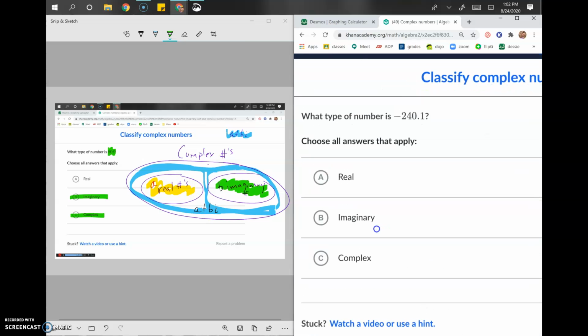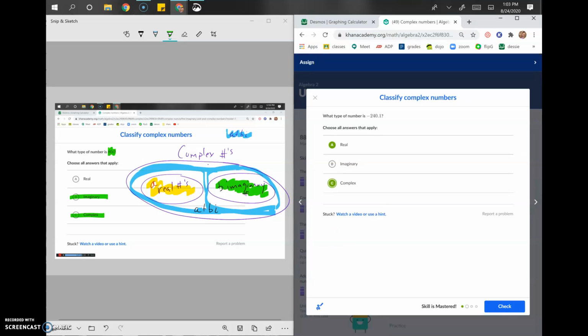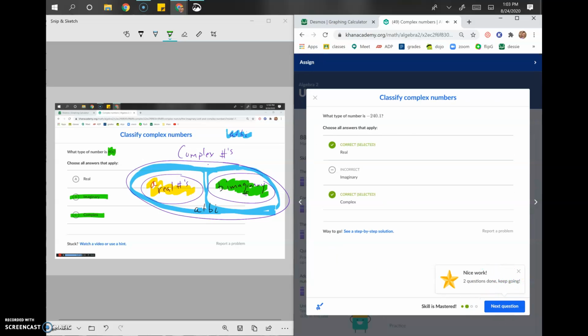Alright, what type of number is negative 240 plus 1? It fits in the real number group, so it's a real. But all real numbers are also complex numbers, so it also fits in the complex group. Sweet!